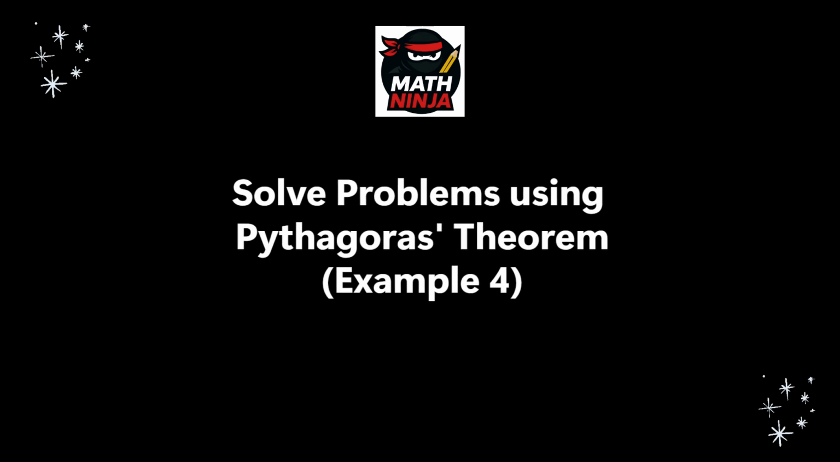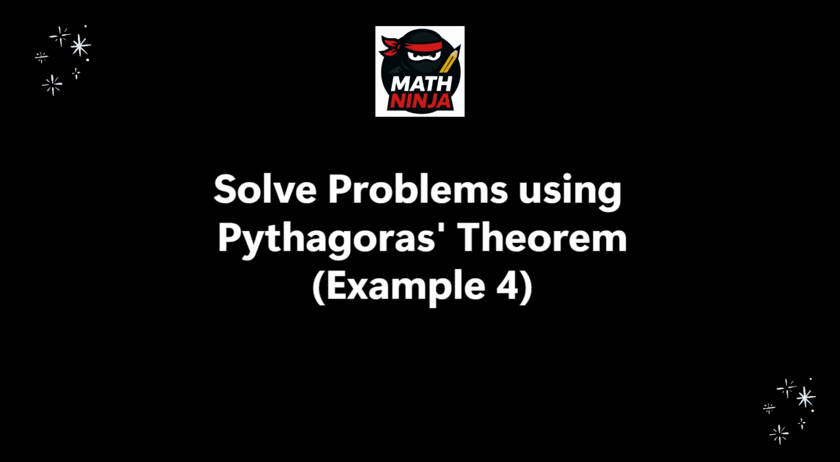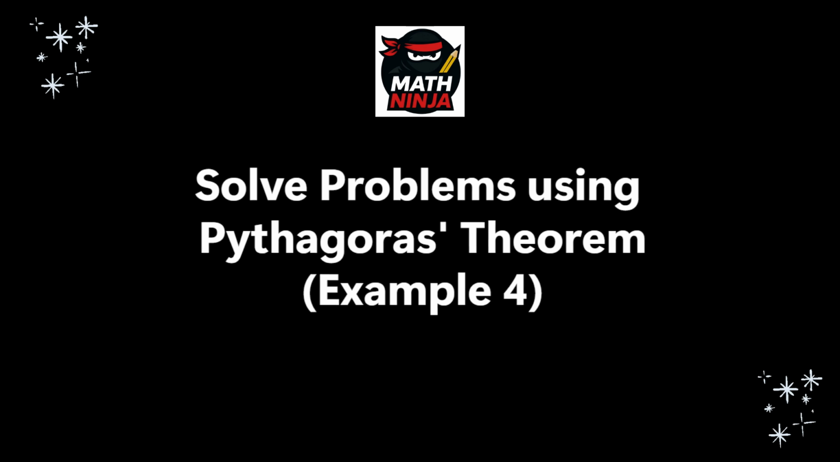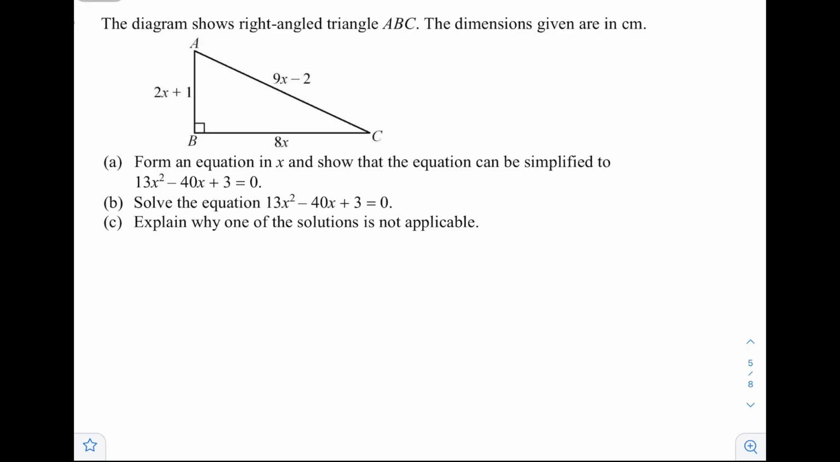In this video, we will learn how to solve problems using Pythagoras' theorem. This question combines algebra together with Pythagoras' theorem. So we are given a right-angled triangle, triangle ABC, and certain dimensions are given in algebraic expressions. So we have to form an equation in x and then show that the equation can be simplified to the given equation. To do that, we can apply Pythagoras' theorem.